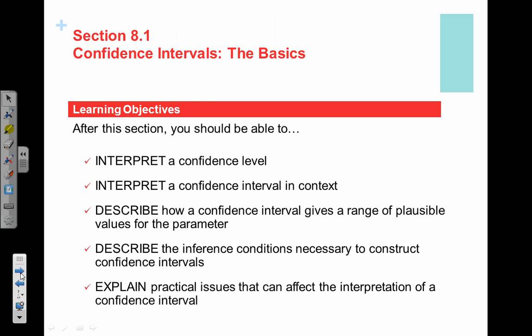But as we go through this, after this section, hopefully we're going to know what a confidence level is. We're going to know how to interpret a confidence level in the context of a problem, and describe how a confidence interval gives a range of possible values for our parameter. We will also describe the conditions that are necessary to construct a confidence interval. It has to meet certain conditions before we can even do this. And we're going to explain issues that can affect how you interpret a confidence interval. So one of the biggest things is, how do I interpret this interval? And we're going to clear that up hopefully today.